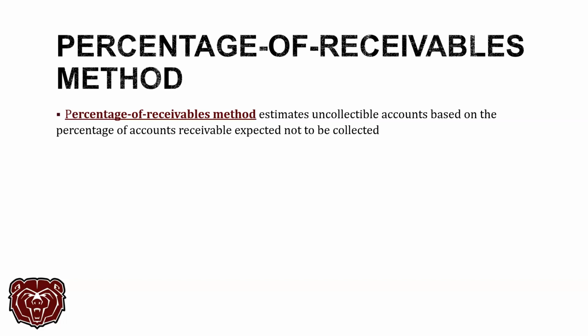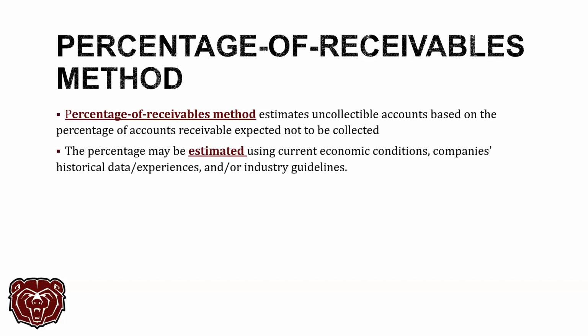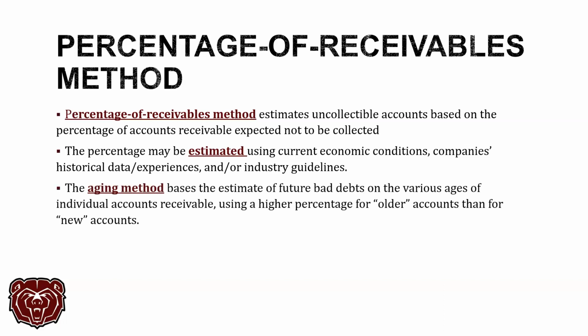So if you have $30,000, it's what we did in the examples previously, right? You've got $30,000 worth of AR, you expect not to collect 5% of that, then your bad debt expense is going to be $1,500 and your ending balance in allowance will be $1,500, okay? So you are going to estimate this based on a lot of different things, right? Current economic conditions, historical data from the company, historical experience that you have, industry guidelines, benchmarking against other competitors in your industry, okay? The other method that we've got is what we call the aging method.